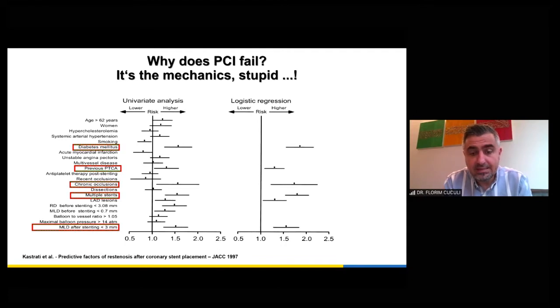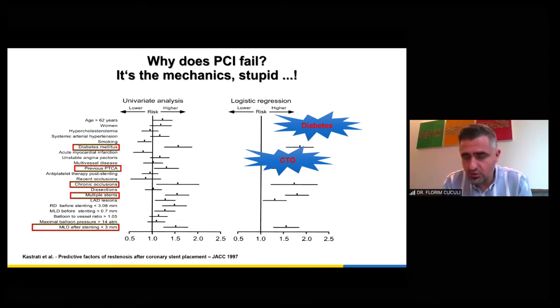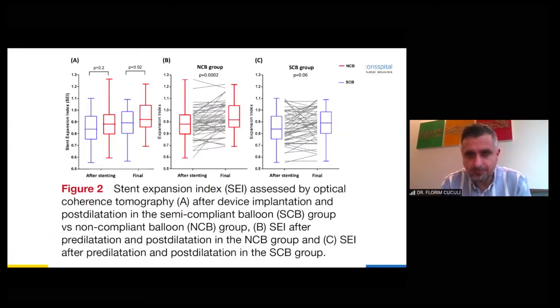This is an old slide which I really like to show because I think before we speak about different drugs, if it's sirolimus or paclitaxel, which is important, we have to speak about mechanics. And PCI fails when you have a chronic total occlusion and you treat it, when you have a long lesion, when you have a small diameter, and when you have an instant restenosis. This is the topic which we have to address. And besides diabetes, all the factors are mechanical, and this hasn't really changed in the last 20 more years.